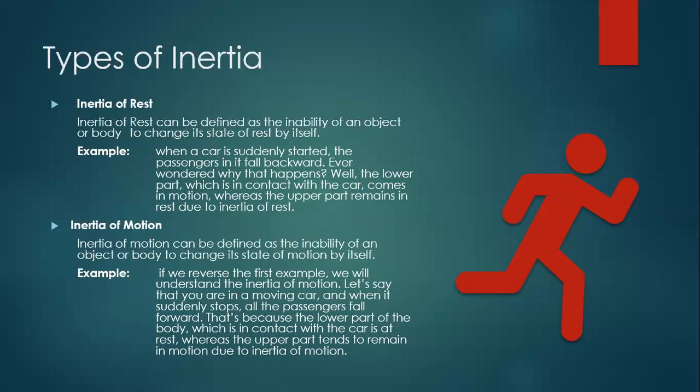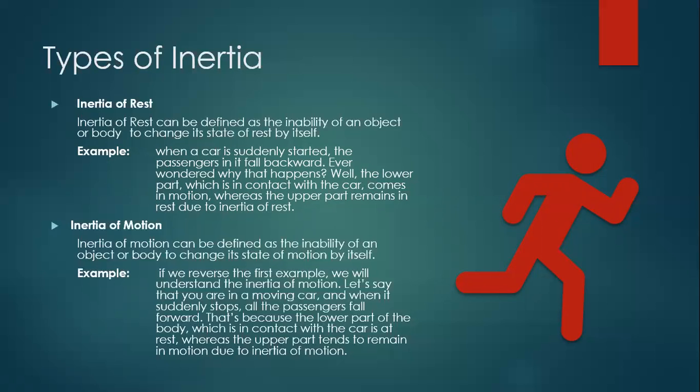So we can summarize that in the inertia of rest, the body can't change its state of rest by itself. On the other hand, in the inertia of motion, the body can't change its state of motion by itself. It means that if we want to change the state of the body, we must apply an external force, which we already discussed in Newton's first law of motion. That's why Newton's first law of motion is also called the law of inertia.